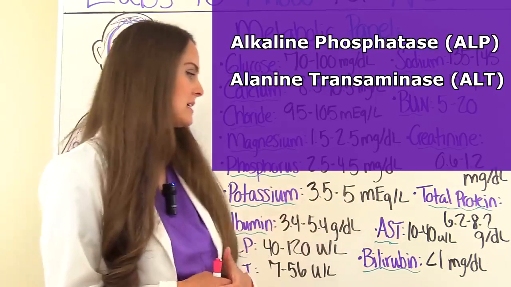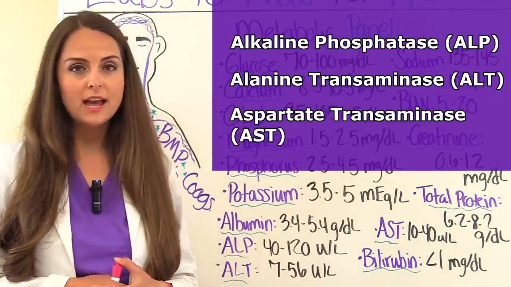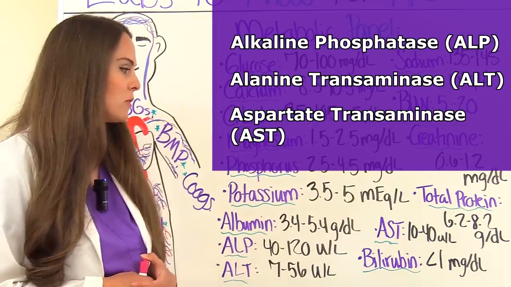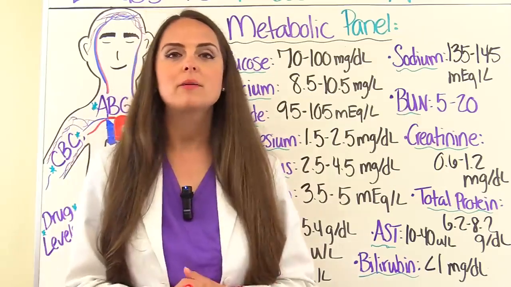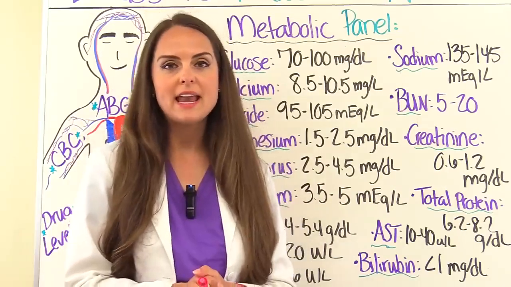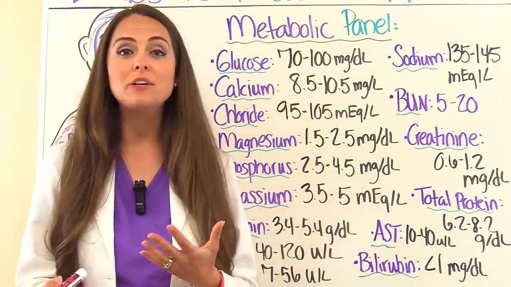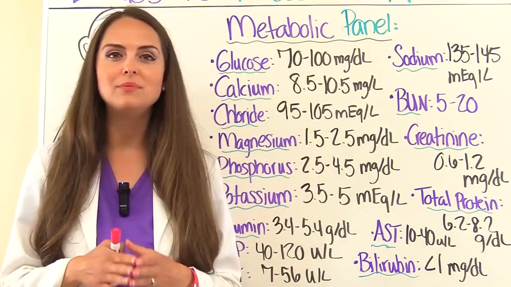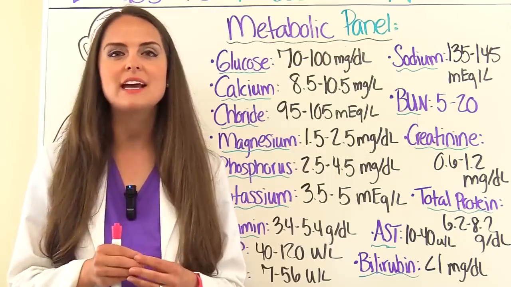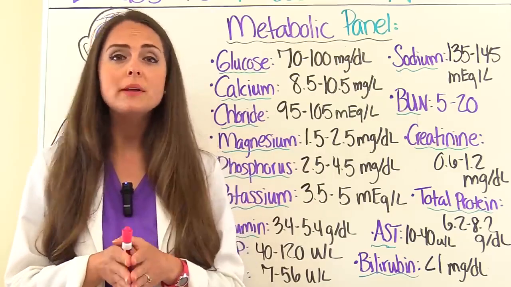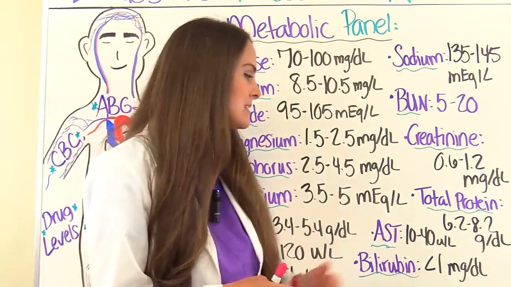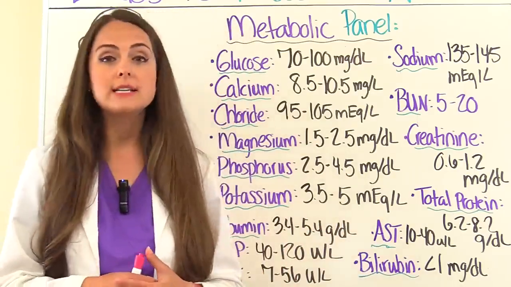And then the AST, which is aspartate transaminase, a normal is 10 to 40 units per liter. Then the last part of our metabolic panel is the bilirubin, and this substance is created when you have the breakdown of red blood cells. And when red blood cells break down, they release this reddish orangish color, and a normal bilirubin level should be less than 1 milligram per deciliter.